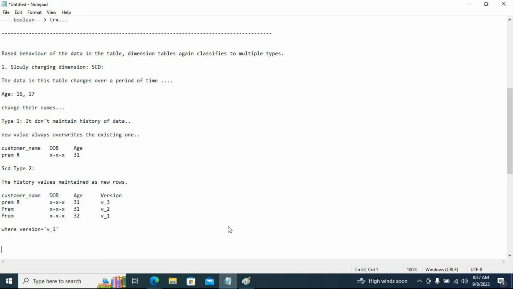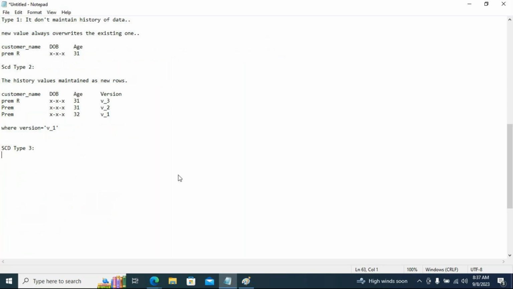There is one more, SCD type 3. In type 3, history is maintained as columns. Here also it is possible to store the history, but it is maintained as columns.